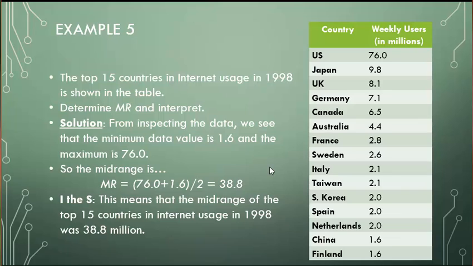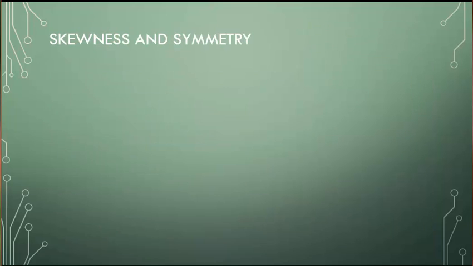All right? So those are our 4 measures of centrality: the mean, the median, the mode, and the mid-range. And we also talked about approximating the mean for a given grouped frequency distribution. Now, one more thing I want to talk about in this section, and that's this notion of skewness and symmetry.